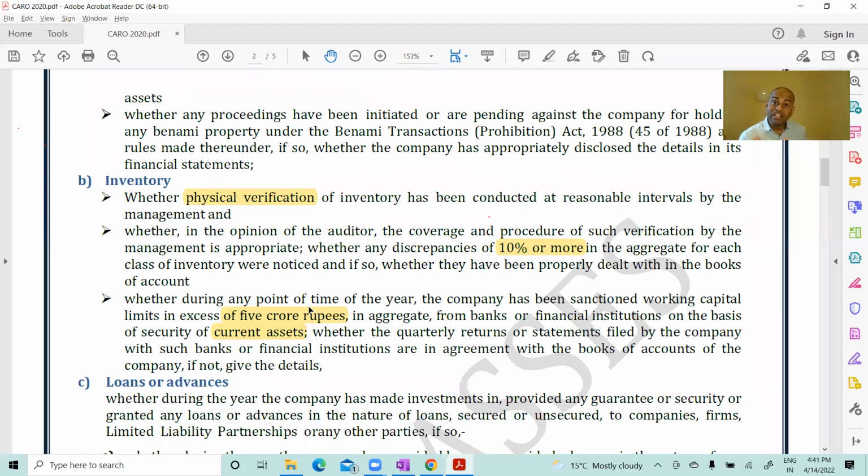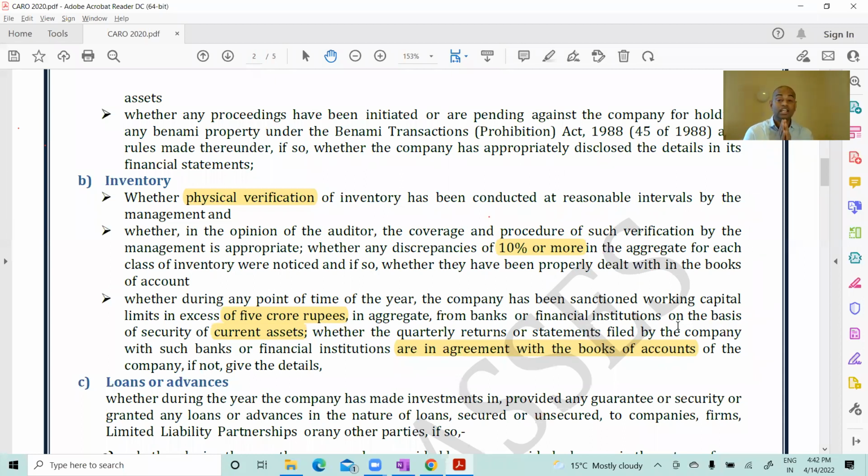Now, when you have given statements, what will these people do? Some companies, I'm not saying everybody will do that, will inflate stock to 22 crores. The 22 crore stock is not there. But if you reduce the stock balance, your working capital limit comes down. So the company has given 22 crores inventory. The auditor has to verify this point: whether the quarterly returns or statements filed by the company are in agreement with the books of account.